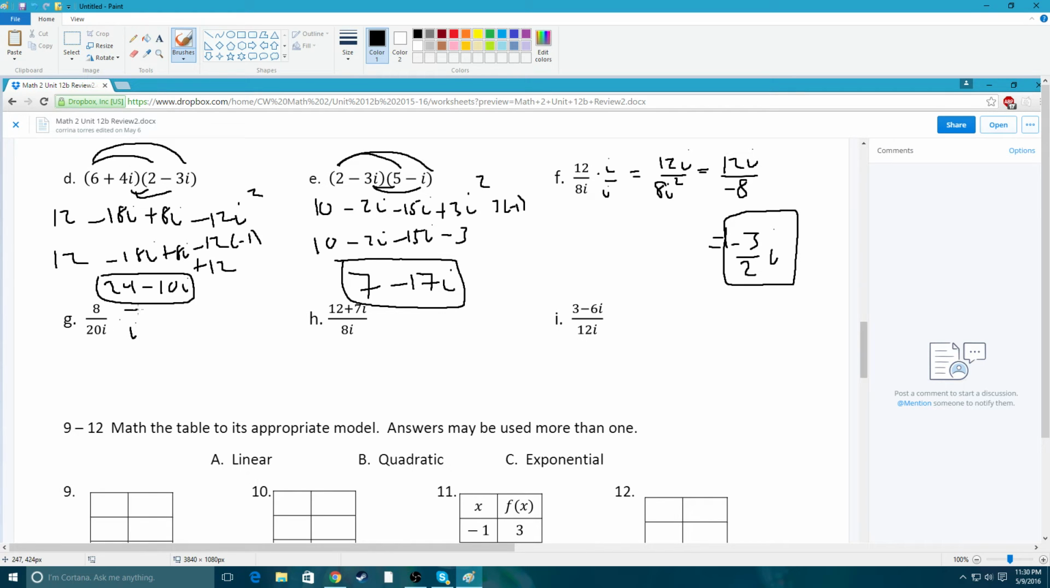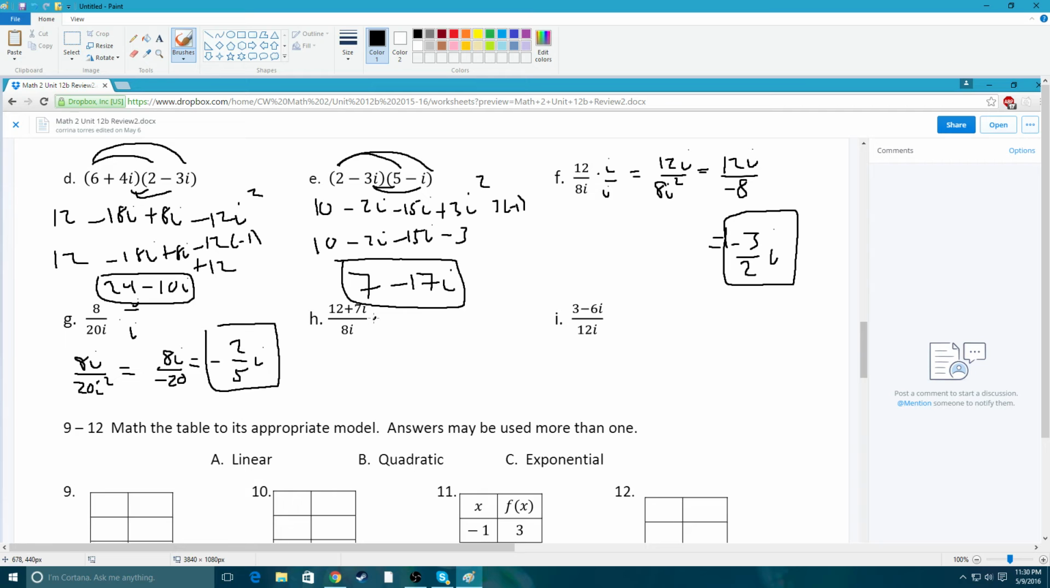Okay, so multiply i top and bottom again. 8i over 20 i squared, which is 8i over negative 20, which comes out to negative 2 over 5i.